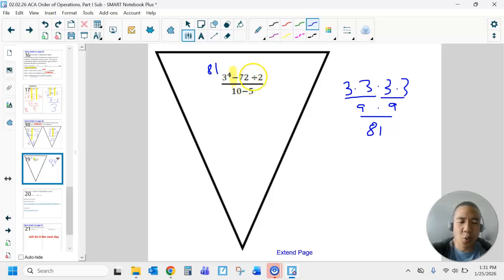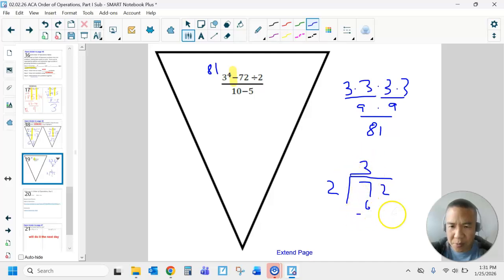Let's do the right side. 72 divided into 2 equal groups. 2 goes into 7, 2, 4, 6, 3 times. Bring down the 2. 2 goes into 12. 2, 4, 6, 8, 10, 12. That's 6. 36.